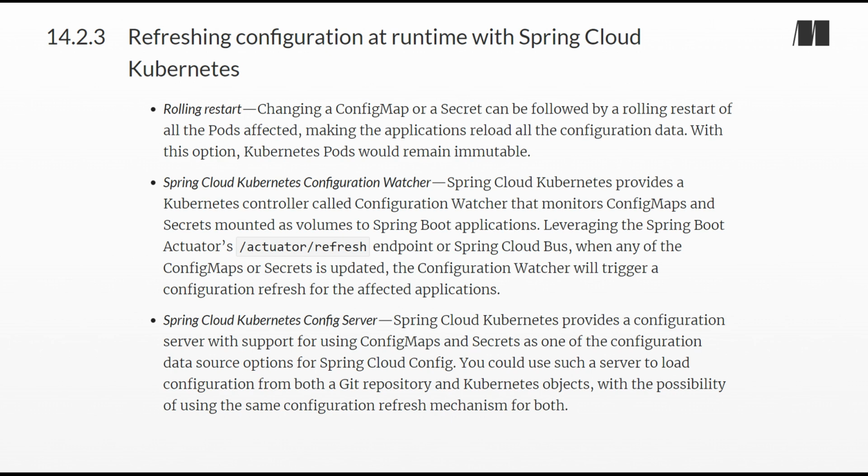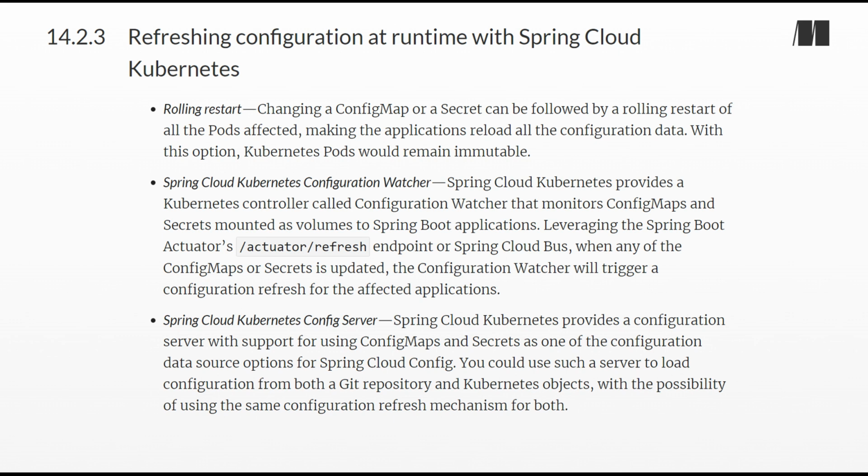With this option, Kubernetes pods would remain immutable. Spring Cloud Kubernetes Configuration Watcher. Spring Cloud Kubernetes provides a Kubernetes controller called Configuration Watcher that monitors config maps and secrets mounted as volumes to Spring Boot applications, leveraging the Spring Boot actuator/refresh endpoint or Spring Cloud Bus. When any of the config maps or secrets is updated, the Configuration Watcher will trigger a configuration refresh for the affected applications.